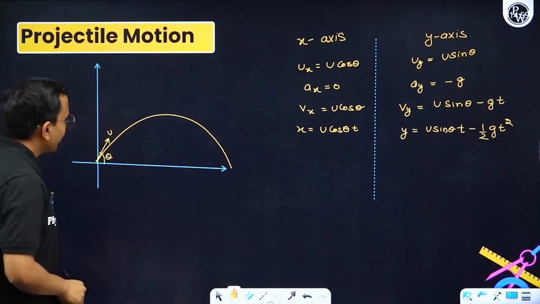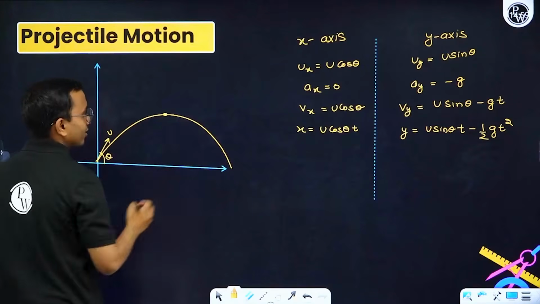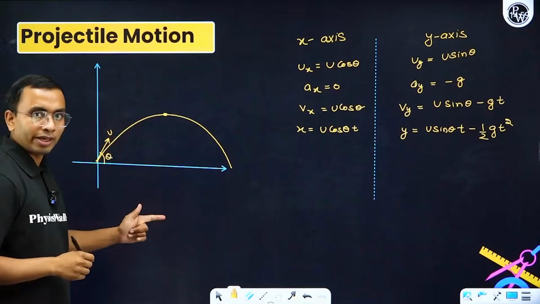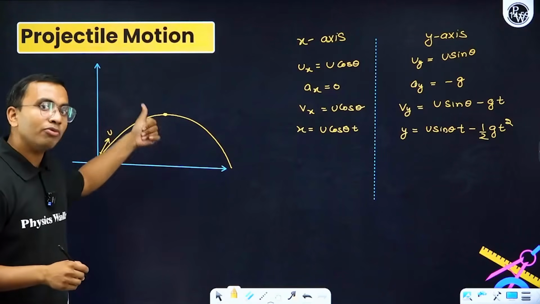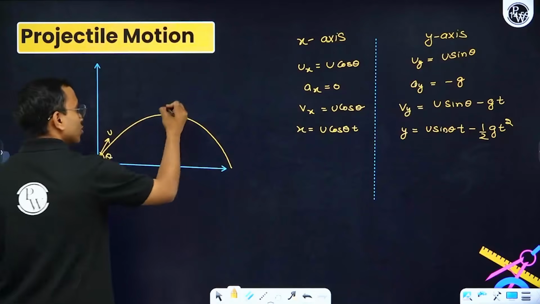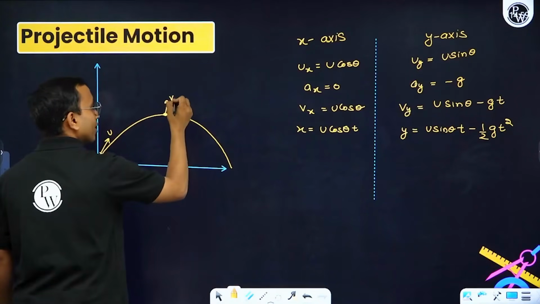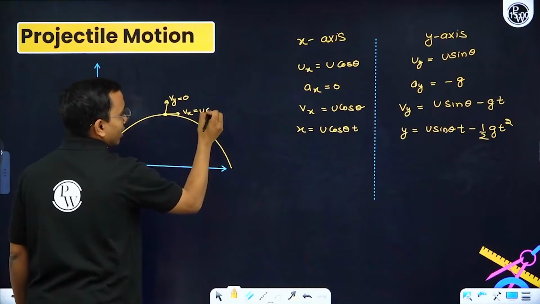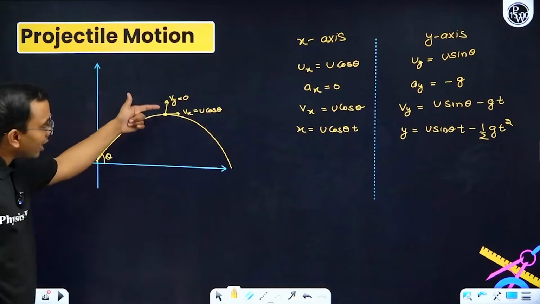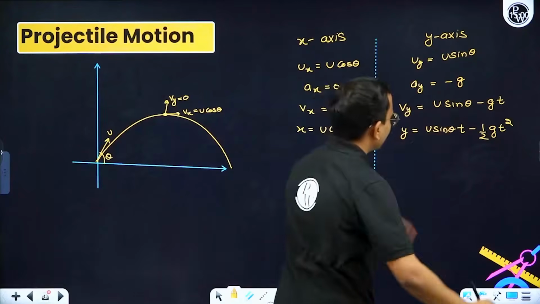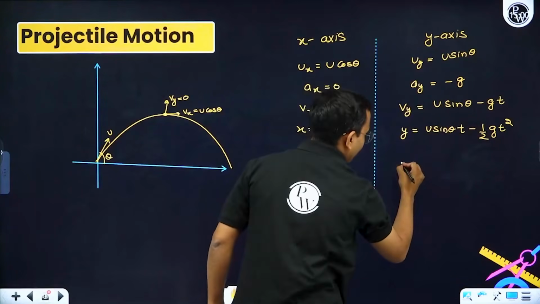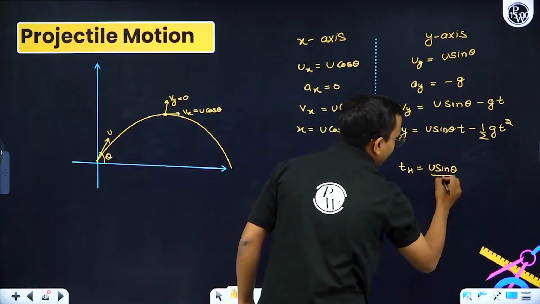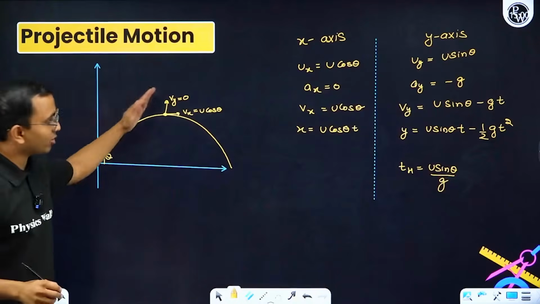Now, when it reaches the maximum height, which velocity is 0? Ux or uy? Uy is 0 because it's not going upward, it is moving only in the horizontal direction. So here my Vy is 0, Vx is the same, u cos theta. So to get the time to reach the maximum height, I'll put Vy as 0. And if I put Vy as 0, what will my Th become? U sin theta by g. The time it takes to reach the maximum height.